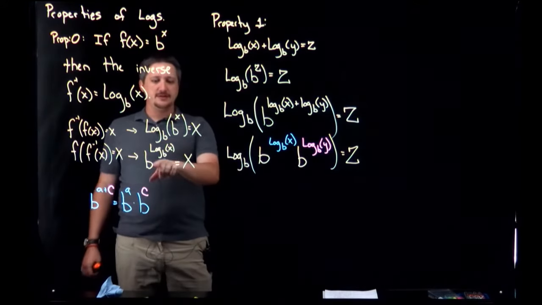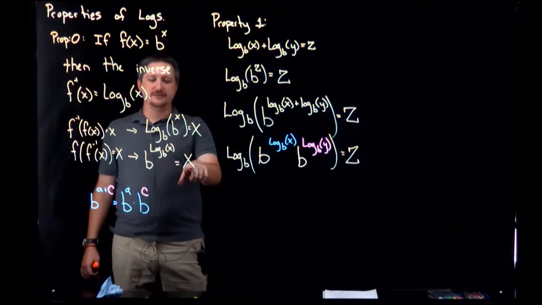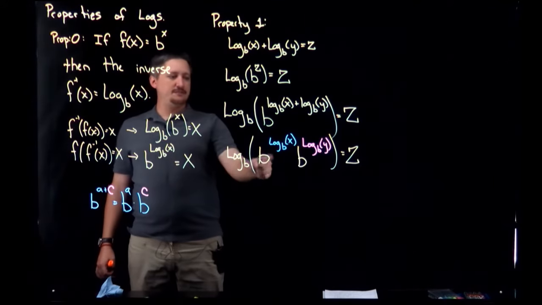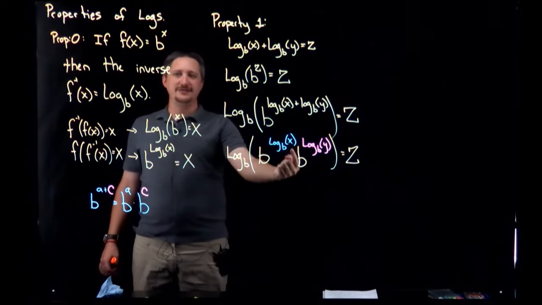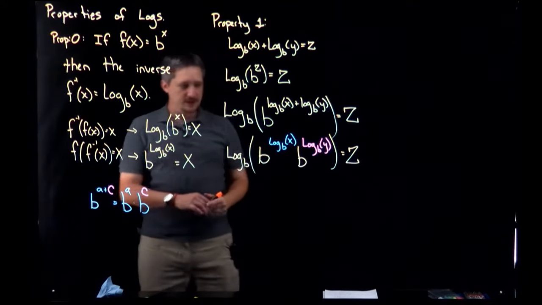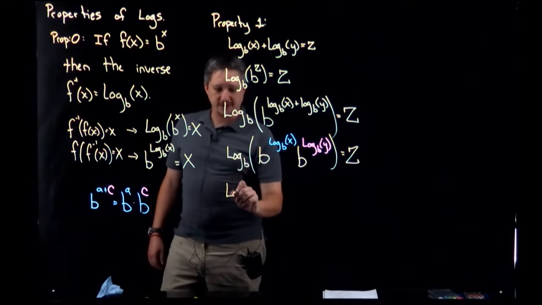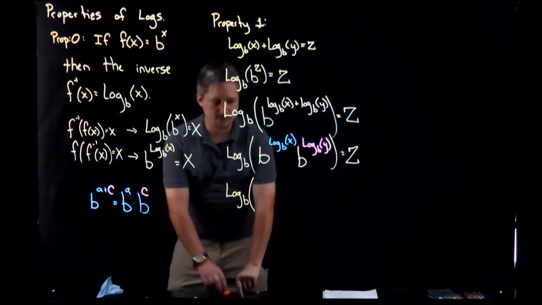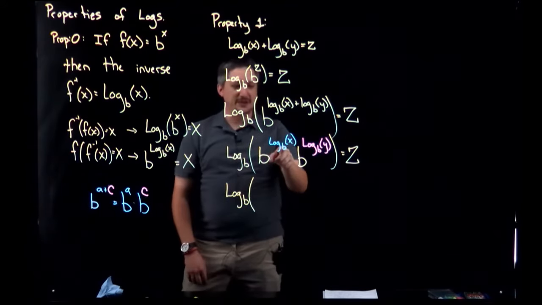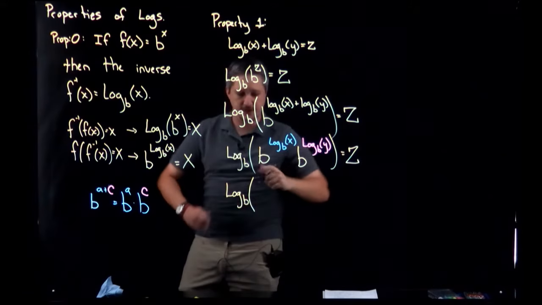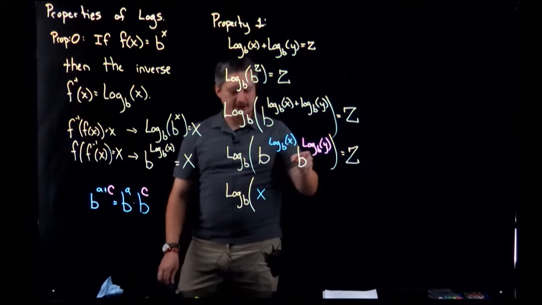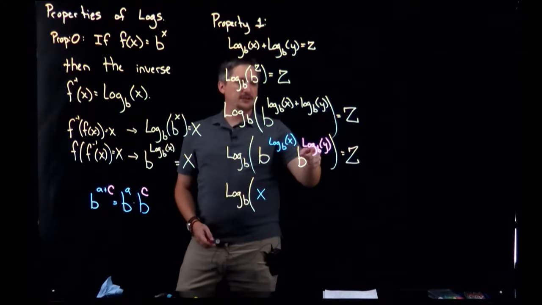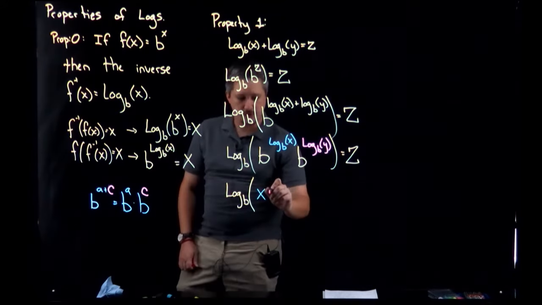But here's the thing, remember, b to the log of stuff just gets me that stuff. So I have b to the log base b of stuff. So I get just the stuff for both of these, right? So I still have the log base b on the outside. But b to the log base b of x becomes simply x. It's being multiplied. And then b to the log base b of y becomes just y.